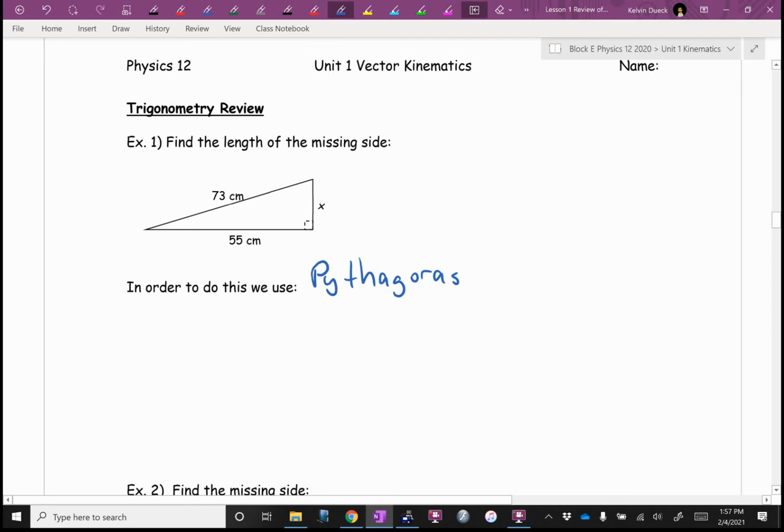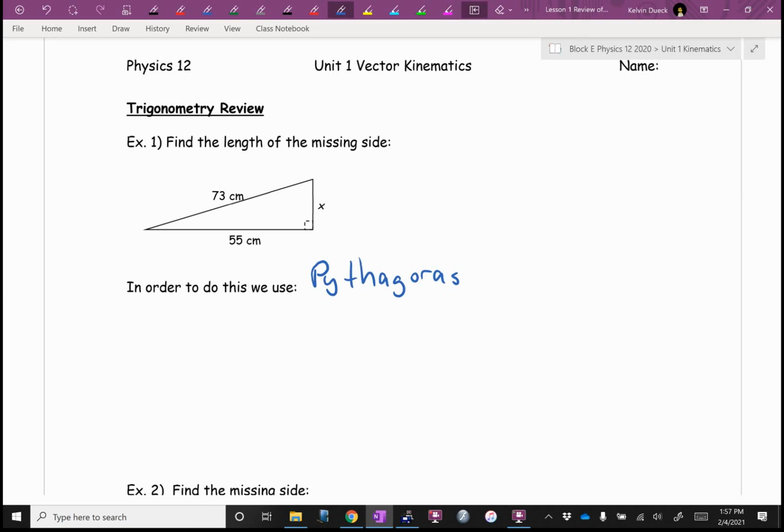Pythagoras' theorem. This may be the oldest equation in history. It's well over 2,500 years old. It was not discovered by Pythagoras, it's just named after him. Pythagoras was a Greek mathematician who lived around 300 BCE, give or take.